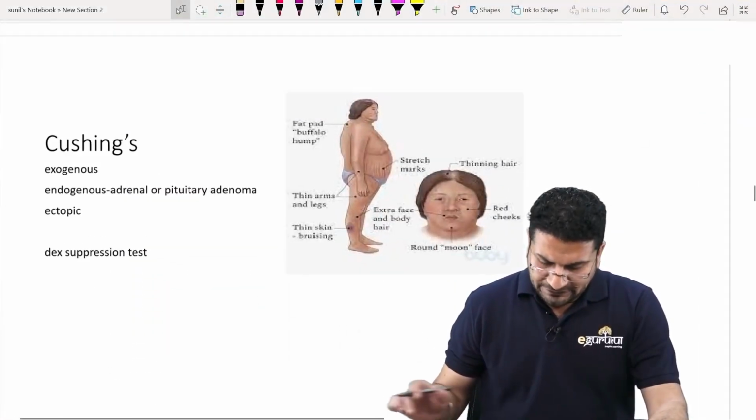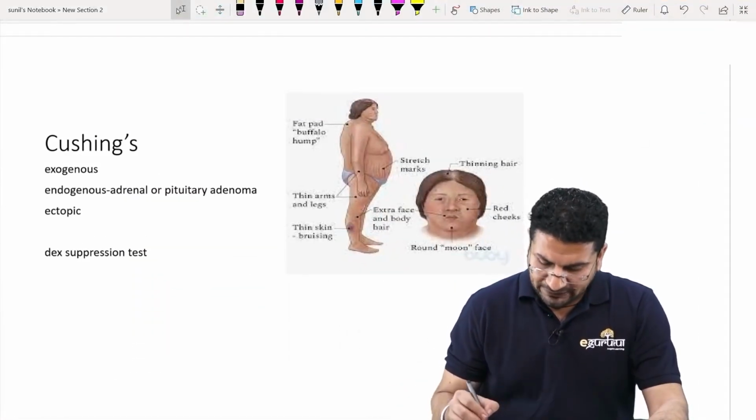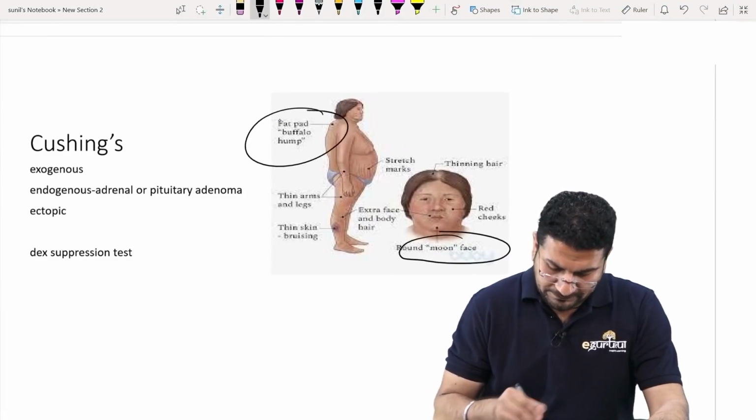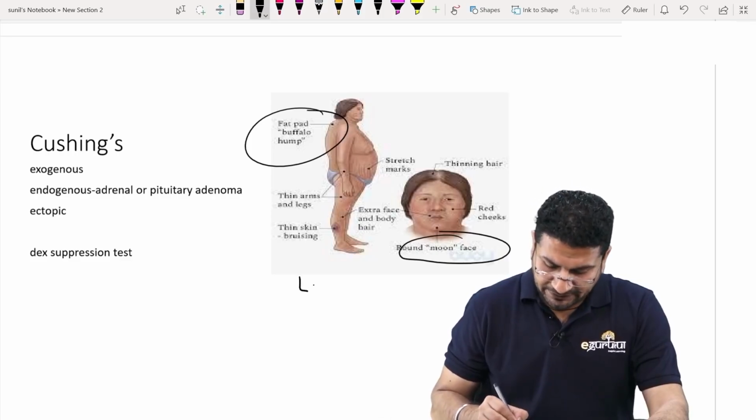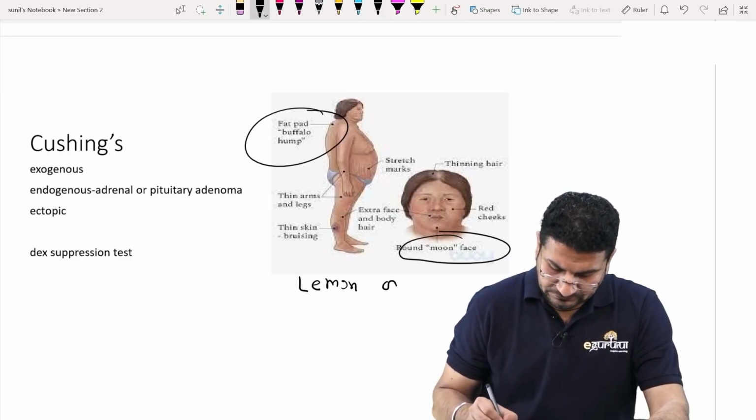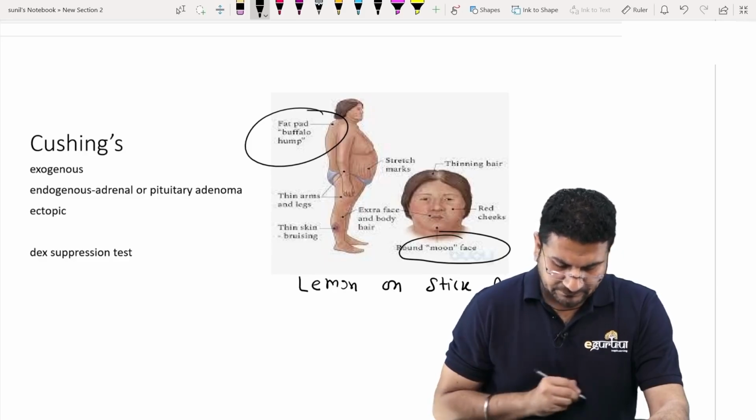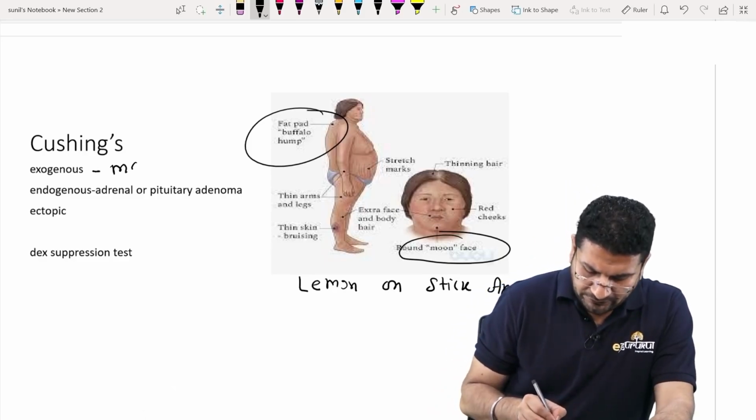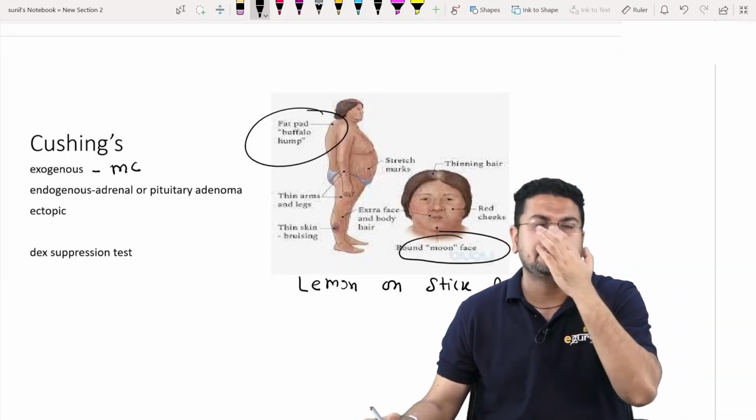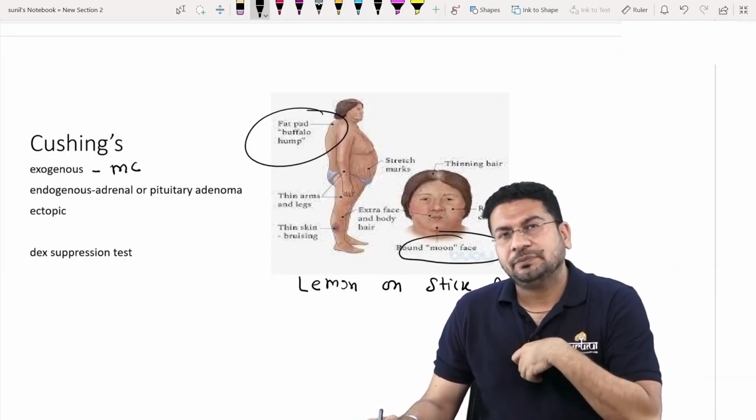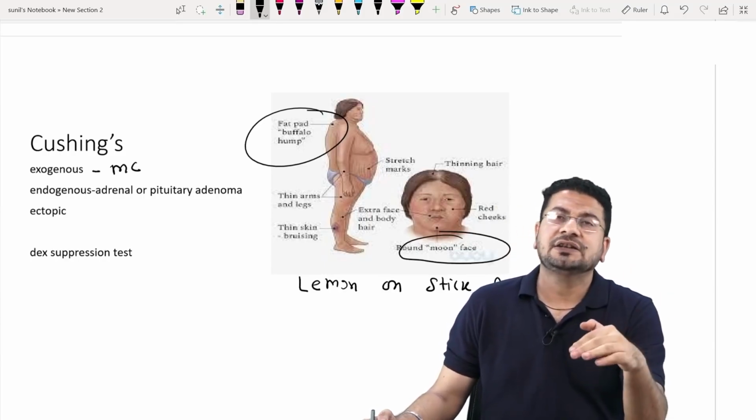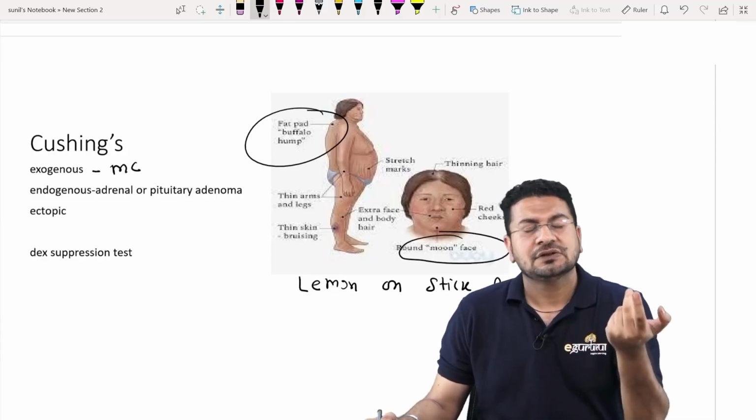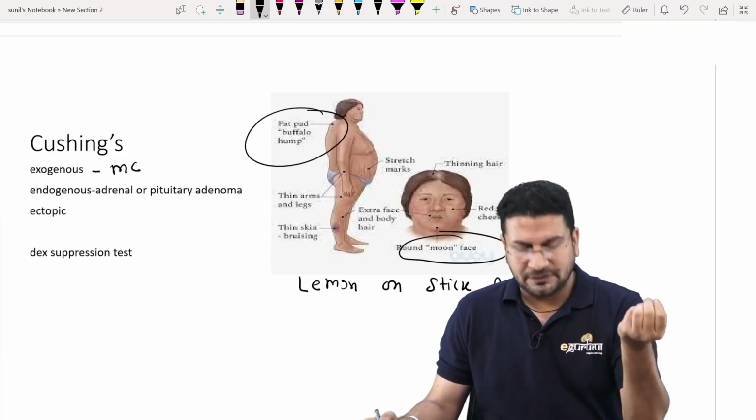In Cushing syndrome, you can see buffalo hump, moon face, and there will be easy bruising. This appearance we call the lemon on stick appearance. The most common cause will be exogenous, meaning the patient is taking steroid for some reason. These are patients having chronic inflammation like asthma or any autoimmune disorders like SLE. For any autoimmune cause, they are taking steroid for long term.